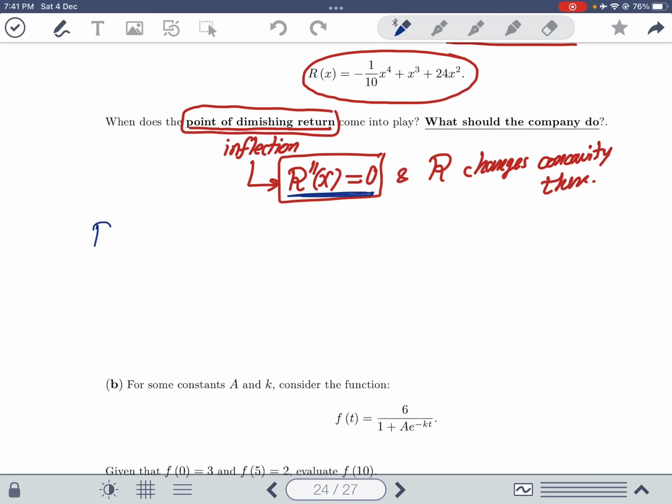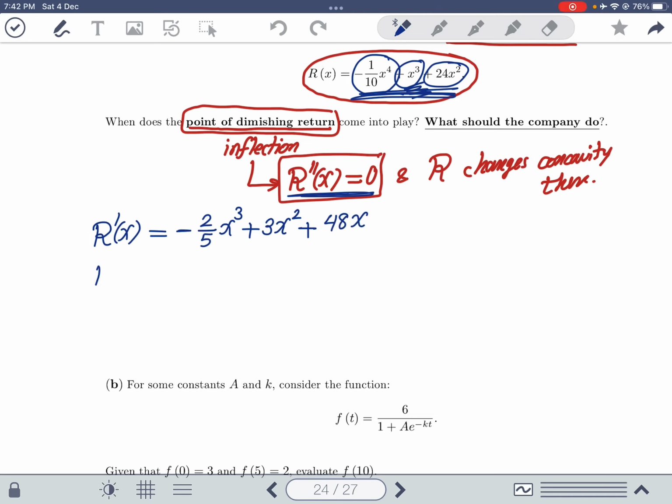So now let's compute the first derivative. R prime is, you look at this function and start from here. The 4 comes down, then it becomes minus 4 over 10, which is 2 over 5, x cubed, then plus x cubed there. When you take its derivative, it becomes 3x squared. And then 24x squared, when you take its derivative, the 2 comes down, it becomes 48x. Good. So the second derivative now that we're interested in will be 3 comes down, it's minus 6 over 5 x squared, plus the 2 comes down, hits the 3, you get 6x plus 48.